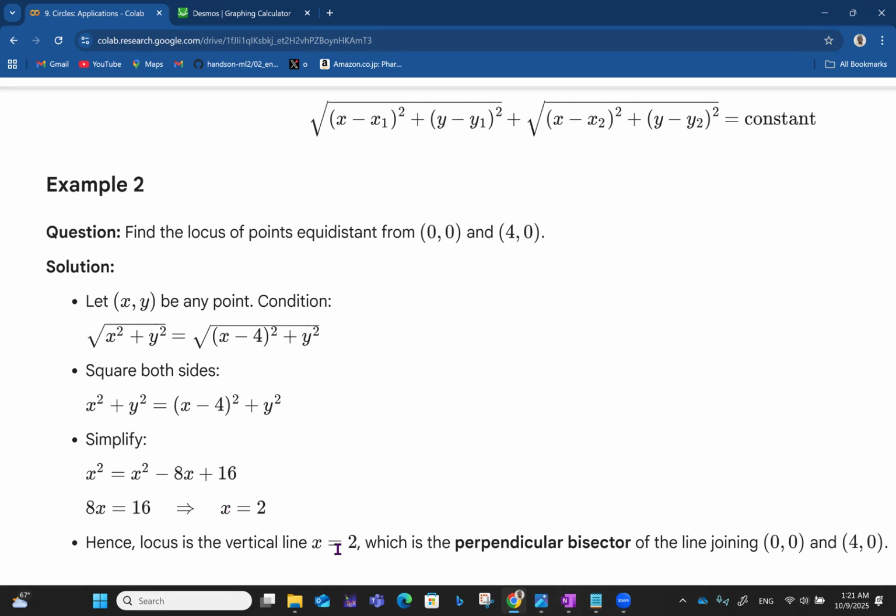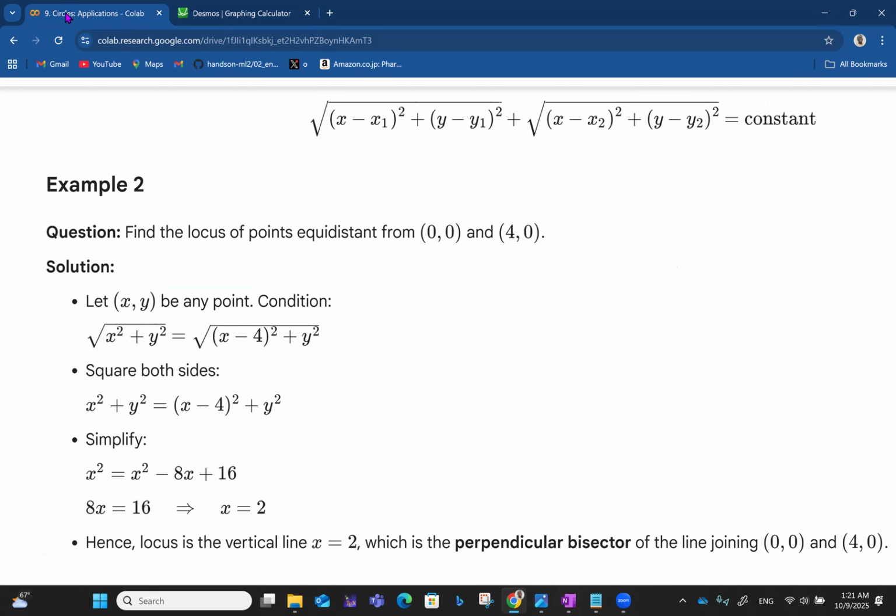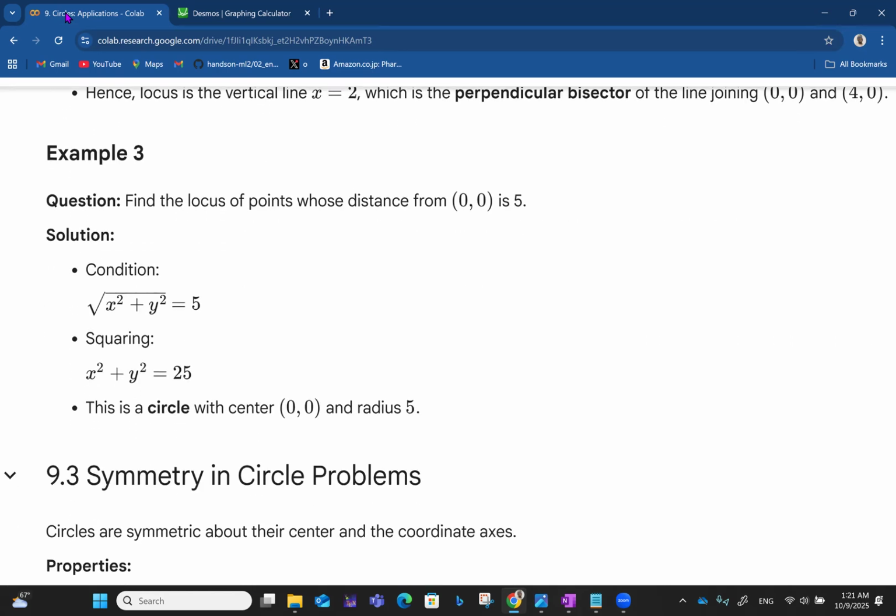So hence, the locus is the vertical line x equals 2, which is the perpendicular bisector of the line joining 0, 0 and 4, 0, like this. Okay? x equals 2. So that is the locus of points there.